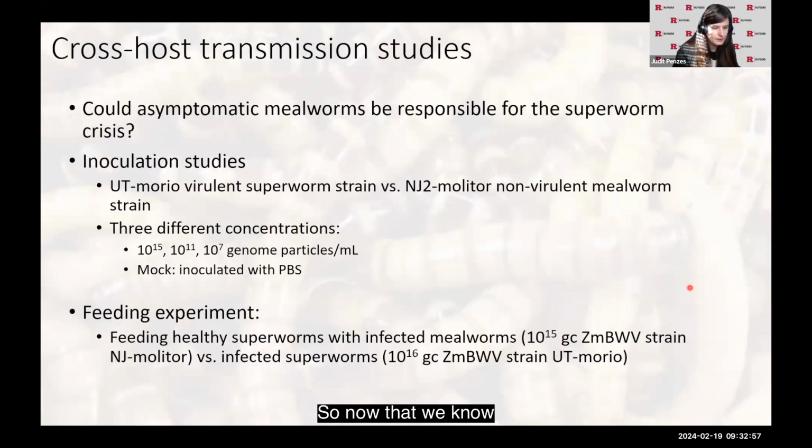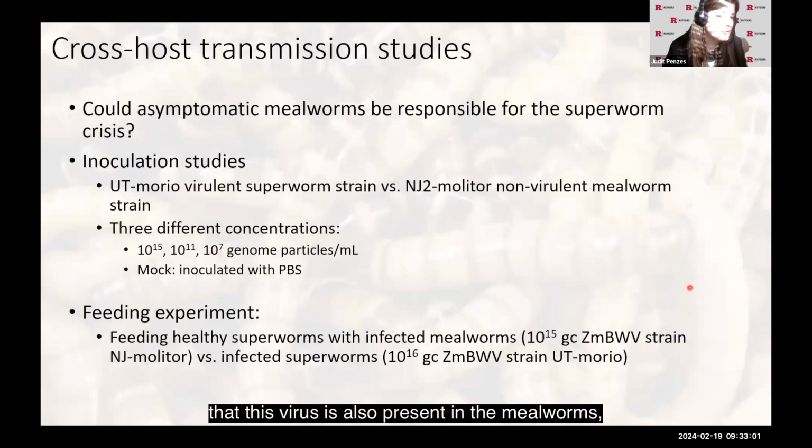So now that we know that this virus is also present in the mealworms, and what's more, at very high titers, we were curious whether this could be the origin of the pandemic. Could it be that these mealworm viruses are actually virulent in the superworms, and it's a mealworm-specific phenomenon that they do not cause disease?